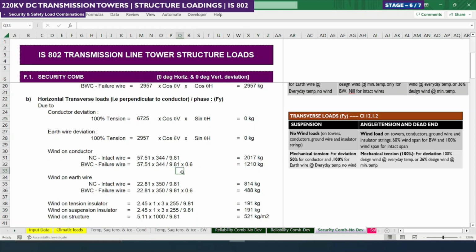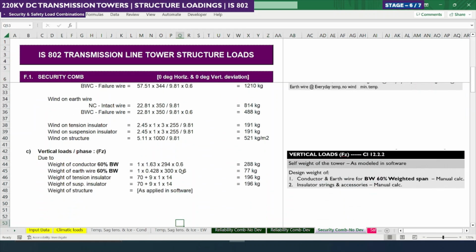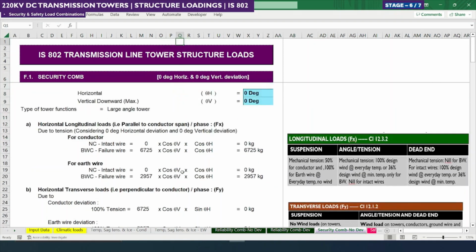So next one, if you are coming to vertical load, it is the same for all the types of towers, so we no need to discuss again. So now what we are going to do is we need to apply this deviation.